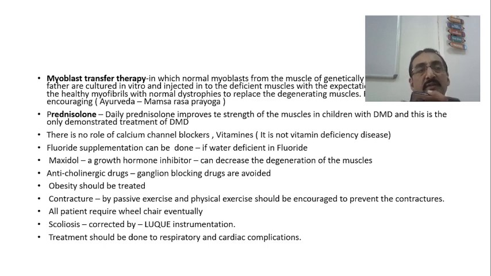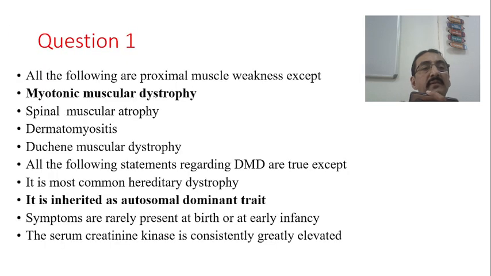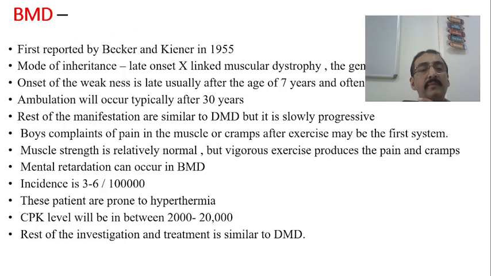Now one last portion related to BMD is remaining, so we will cover that in the next class. Rather, for BMD, we have covered most of the things. BMD was first reported by Becker and Kiener in 1955. The mode of inheritance is again X-linked recessive muscular dystrophy. The gene is located at Xp21, the same area. Onset of the weakness is late compared to DMD. That is the only difference, it is slowly progressive.